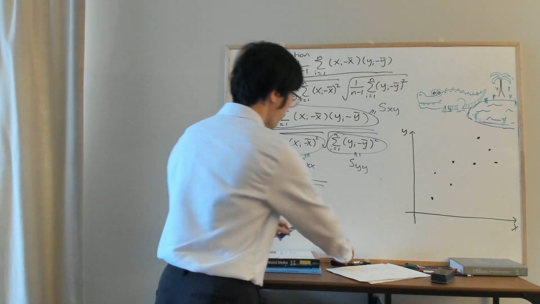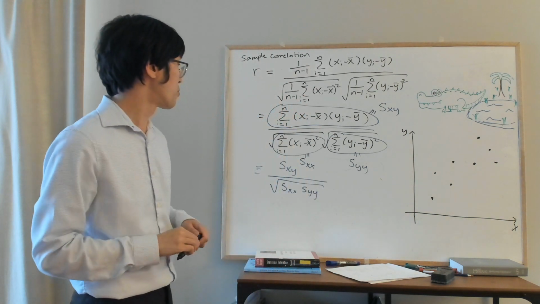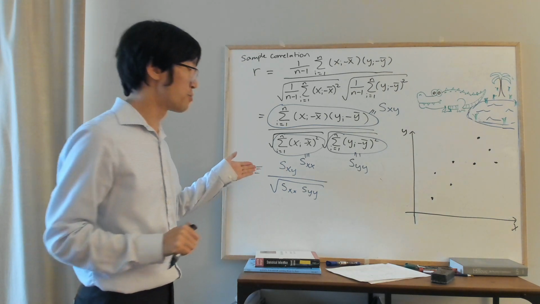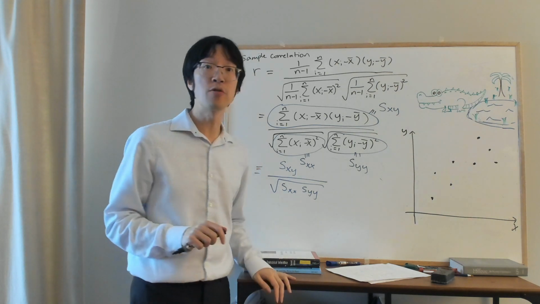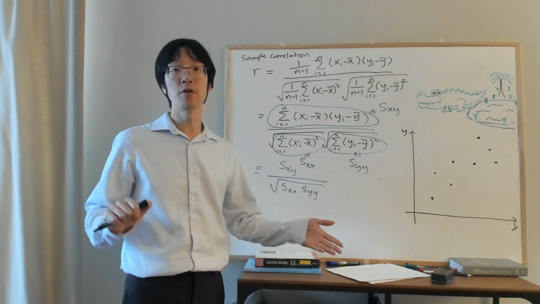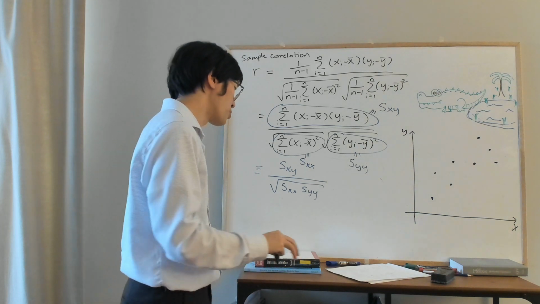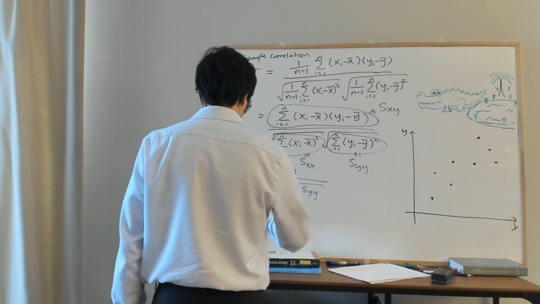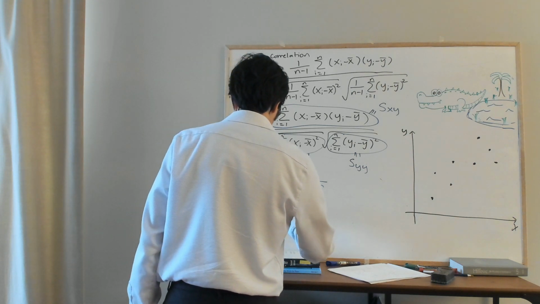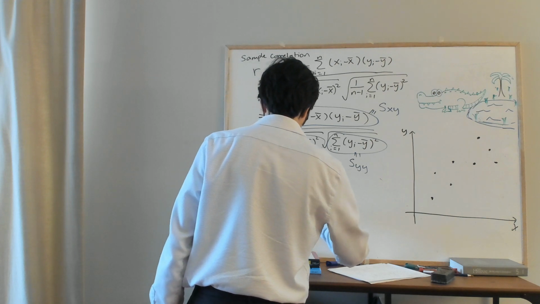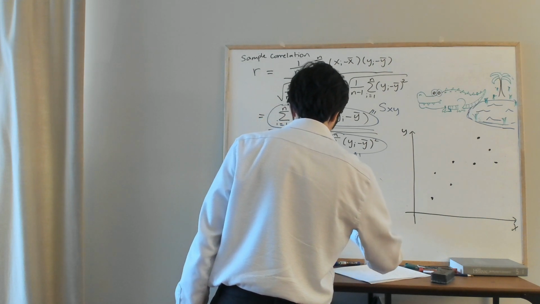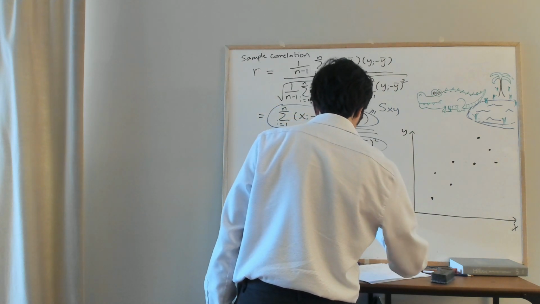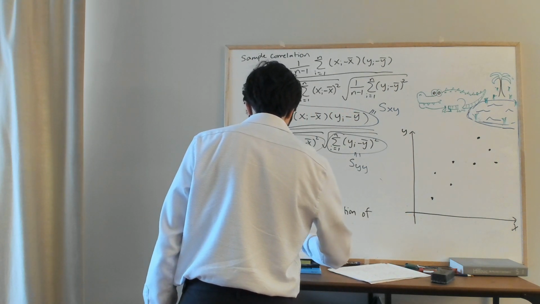Okay, so let's remind ourselves of the interpretation. What does correlation measure? Correlation measures the strength and direction of the linear relationship between two variables. So let's put this down here: it measures strength and direction of the linear relationship between two variables.